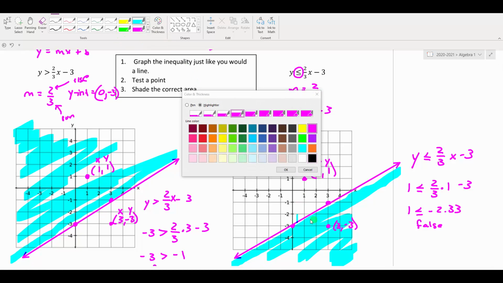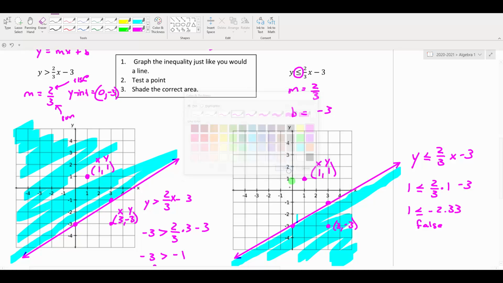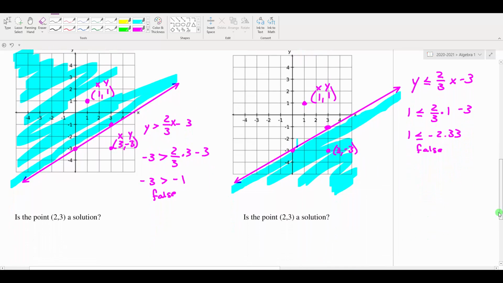So for instance, if I were to pick a point that was directly on the line, such as this one, we'll pick (3, -1) and see what happens. I'm going to come over here, grab my pen, and set up my inequality. So we have y is less than or equal to 2/3 x minus 3. Remember, for this point we're doing (3, -1), so y gets replaced with -1, less than or equal to 2/3 times 3 minus 3.